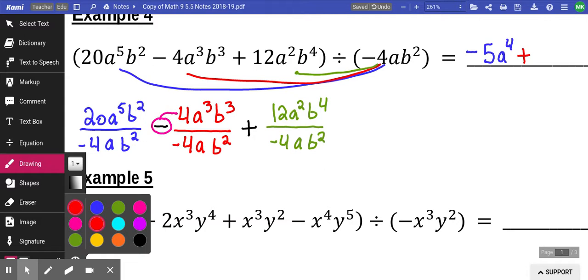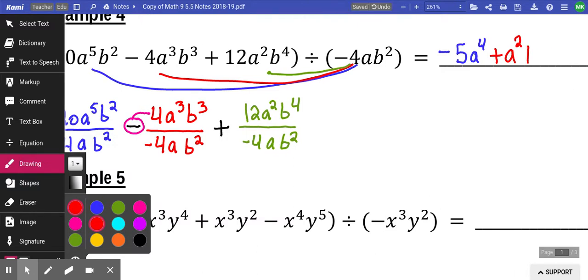When you have a cubed divided by a, we subtract the exponents, it becomes a squared. We have b cubed divided by b squared, that's b.